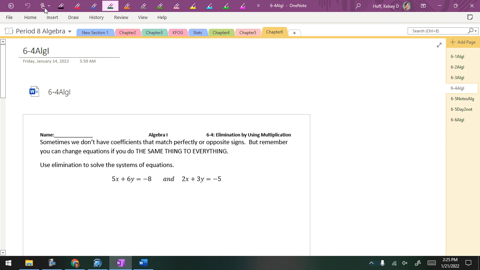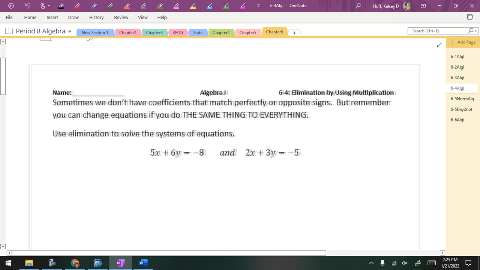Significantly easier, at least you could have fewer places that you could wind up with a mistake. Agreed? Again, though, another error that could happen is, what if we don't have coefficients that are the same number? Remember the rules of yesterday. You can change equations as long as you do the same thing to everything, just like yesterday when you multiplied everything by a -1.